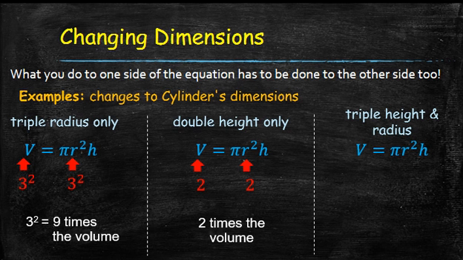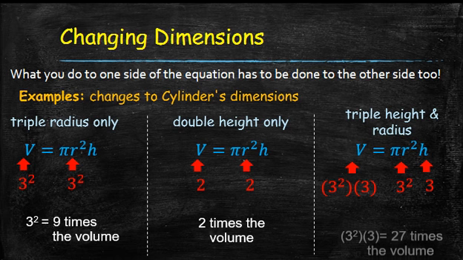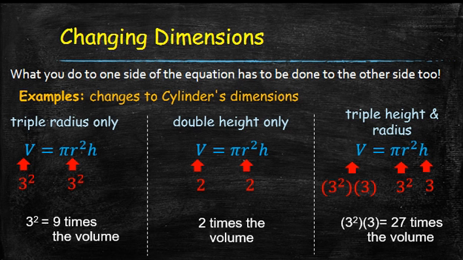If we triple our height and our radius, the radius is changing by 3, and the radius is squared, so that has to be 3 squared. Our height changes by 3, and that's not squared. So we have to have our 3 squared and our 3 on the other side of the equation. So when we multiply these out, our volume changes by 3 squared times 3, or 27 times the volume. Regardless of which formula you're working with, make sure that you make the changes to both sides of the equation, and you're good to go.